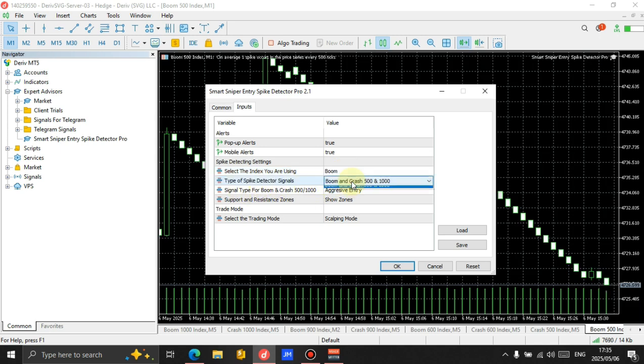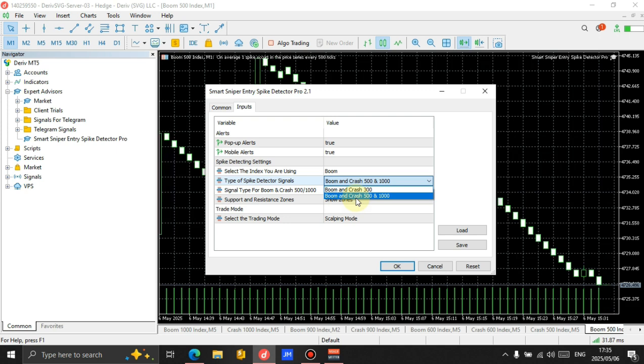There are two that you can use. The one is for the Boom and Crash 300s, and the other is for the rest of the pairs. If you're using the rest, you can just use the default settings. Then the signal type for the Boom and Crash 500, 600, 900 or the 1000s: there are two entry signals, so you have three options. You either use the aggressive, the second, or you can use both, but I would suggest that you only use the aggressive entry.